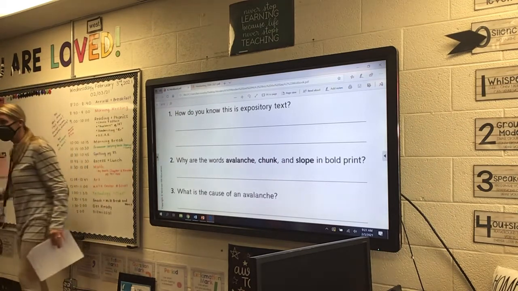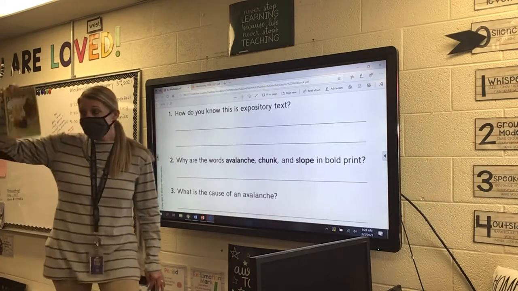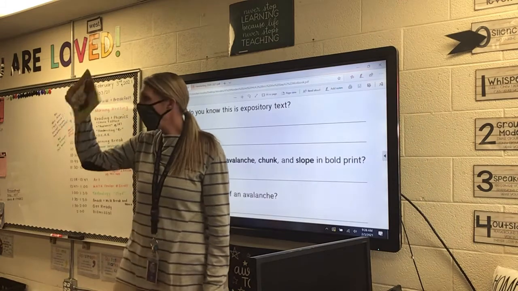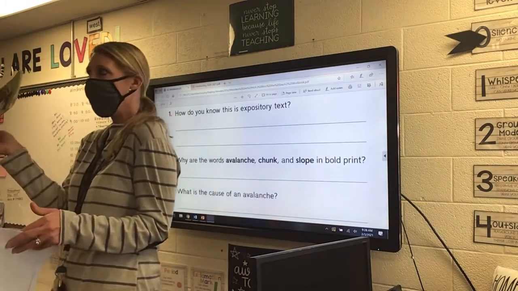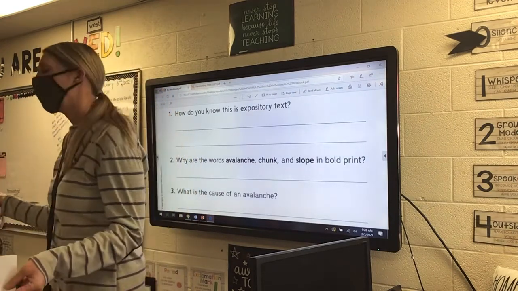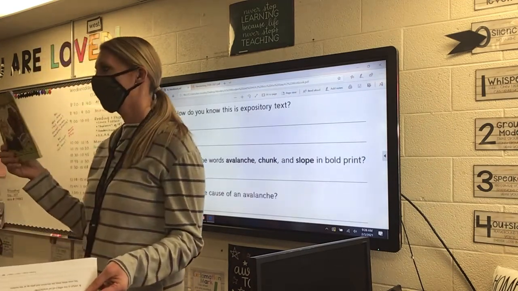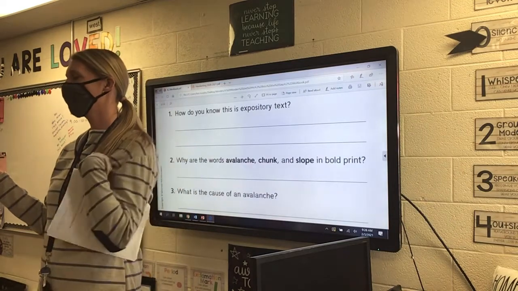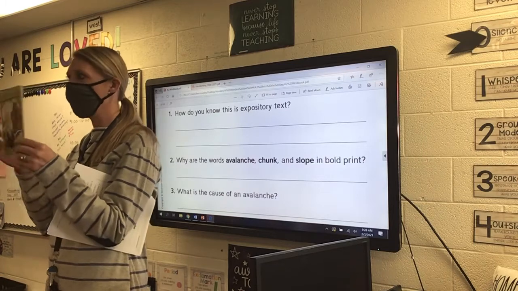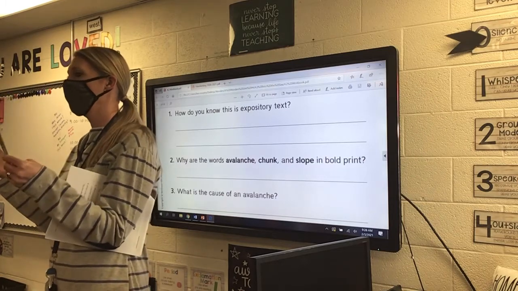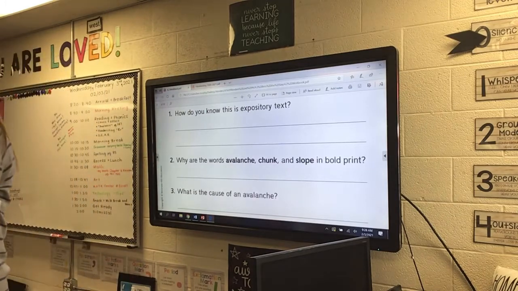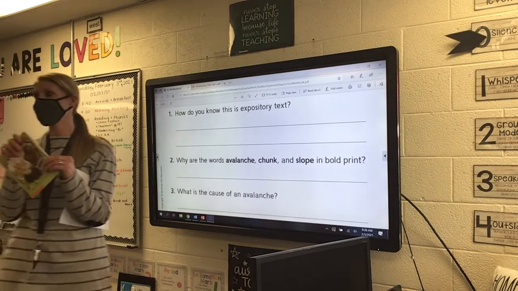Like today, Morris has a pool. Is this a real story? No. Is this an expository text? No. How do I know? Why is this not an expository text, Addie? Because animals can't talk. Right. So they can't talk. They can't do the things in here that animals normally do. Are there any facts about bears or moose in here? No. So this is not expository text.